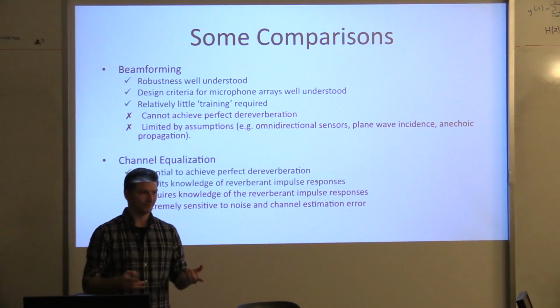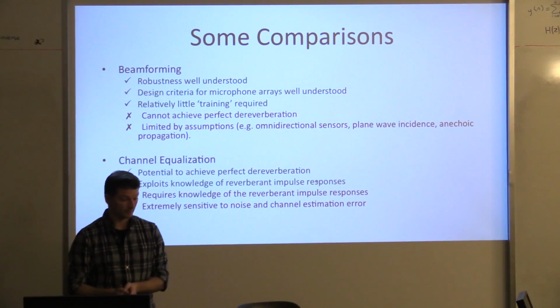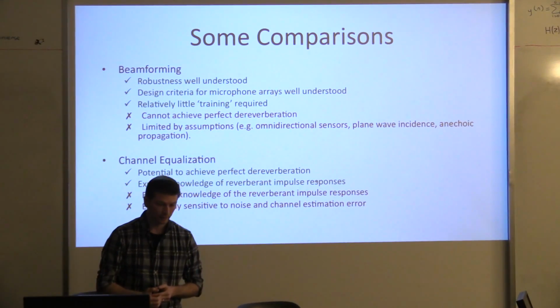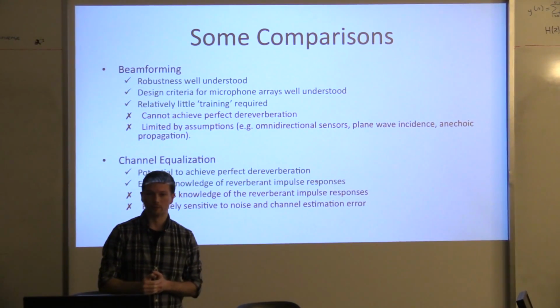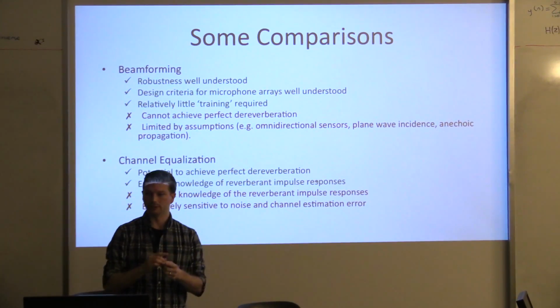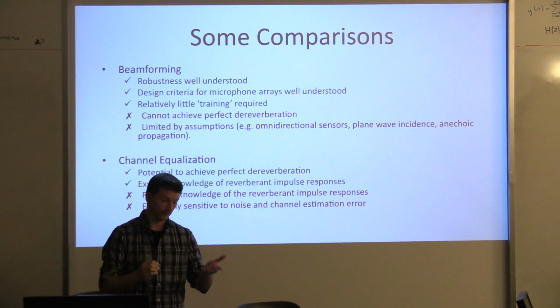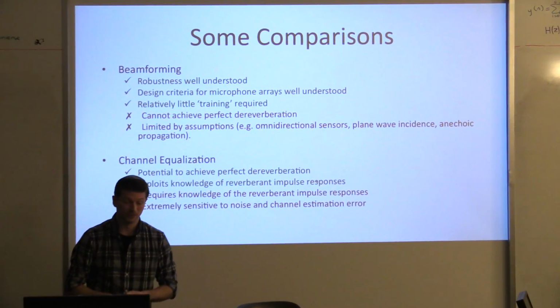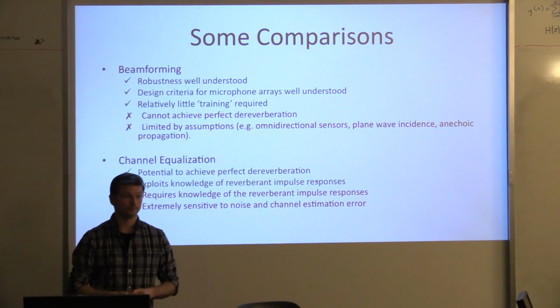The disadvantage is that we need to know this information in the first place. It may not be reasonable to know the reverberant impulse response for a source at every single point in space, and we'll look at this point later on. And as we've already seen, they're extremely sensitive to noise and estimation error.